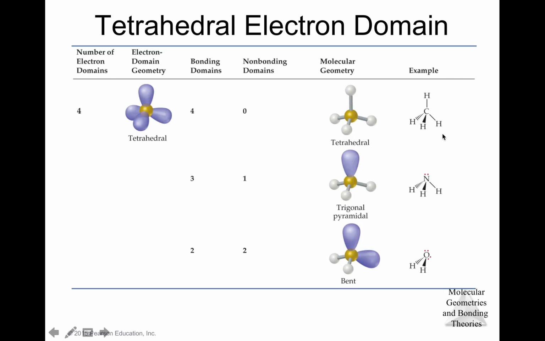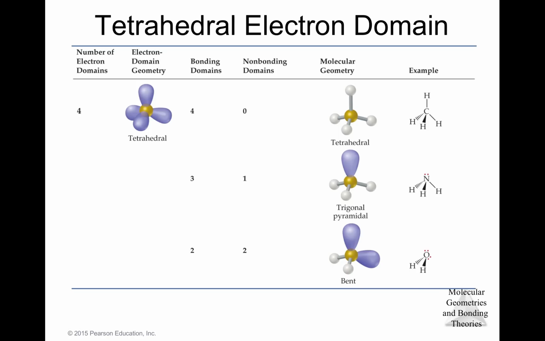This is what the possibilities look like if you have a tetrahedral electron domain geometry, so 4 regions of electron density. If they're all bonding, then you're going to get a tetrahedral molecule, such as CH4. If you have 3 bonding and 1 non-bonding, then you get a trigonal pyramidal molecule like NH3, which is the one we've already discussed. If you have two bonding and two non-bonding, you're going to get a bent molecule, for example, H2O.